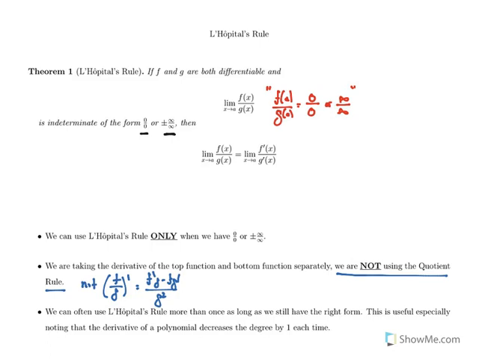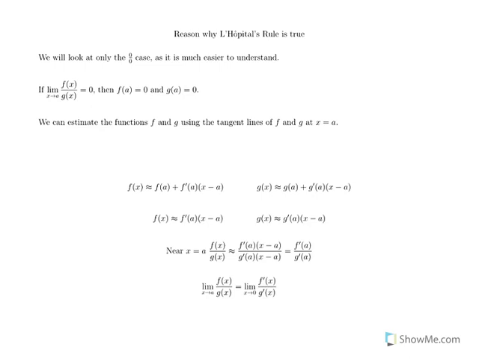All right, so keeping these things in mind, let's talk about why L'Hopital's rule is true. And to do this, we're only going to look at the 0 over 0 case. The infinity over infinity case is much harder to understand, and it's just very technical. But I think we can kind of understand why it's true in the 0 over 0 case. So if that limit of f over g is 0 over 0, then that means that f of a equals 0 and g of a equals 0, like we said on the previous page.